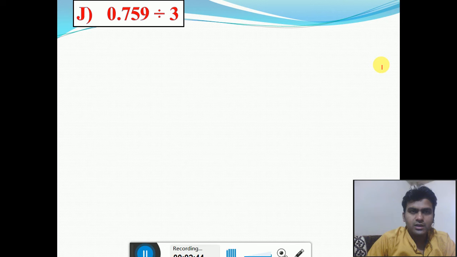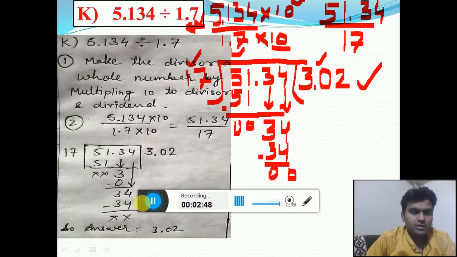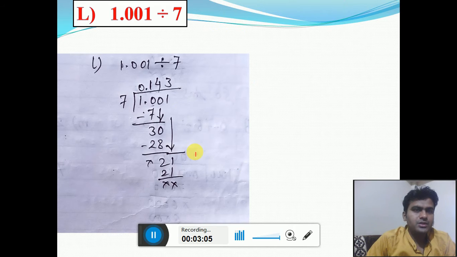And here is the solution: 5.134 divided by 1.7. We made the divisor a whole number, 17, and finally we got the answer 3.02.